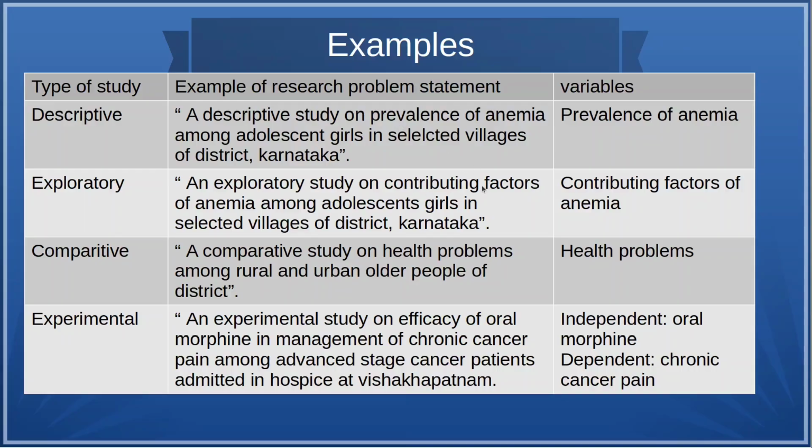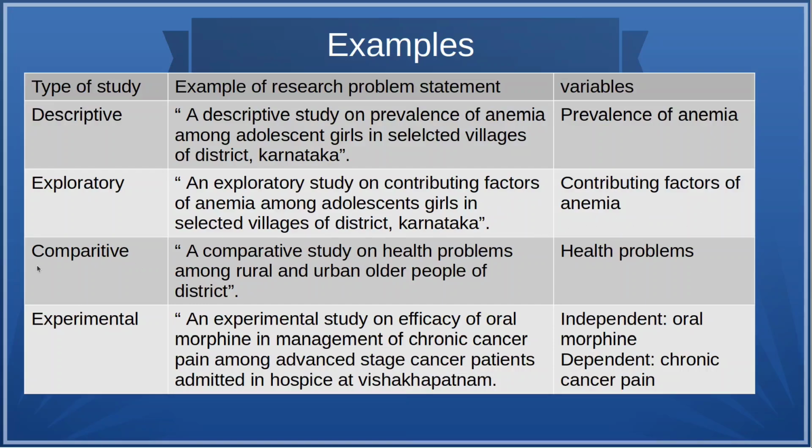Here, factors which are leading to anemia among adolescent girls in selected villages of district Karnataka. Like this, an explorative study statement looks like. Here, what are the variables? Contributing factors which are going to change from one girl to another girl, one village to other village. So, this is the variable.